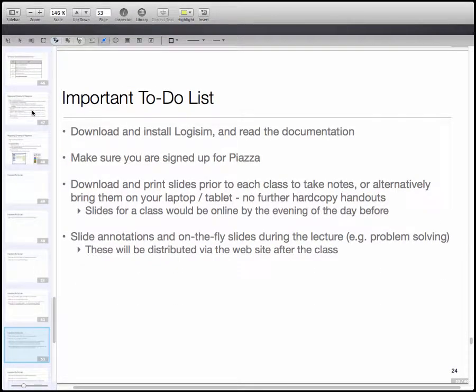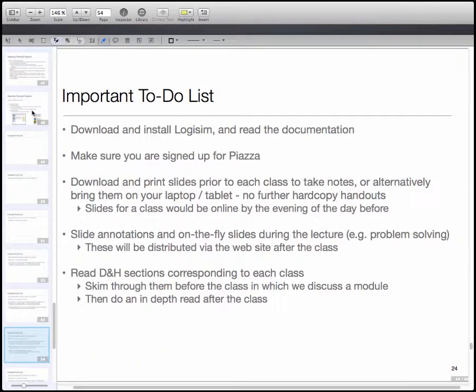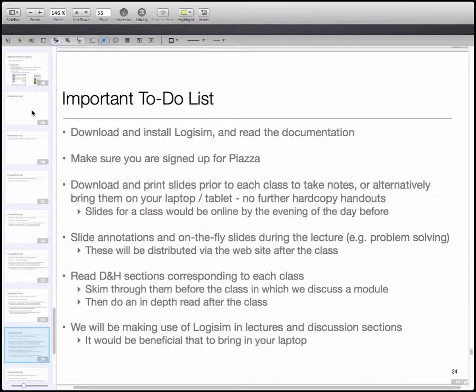Slide annotations and on the fly stuff. So I'll always post a modified version of the PDF, which may have any annotations that I make using the tablet out here. You're highly encouraged to read the relevant sections of the textbook, if at all possible, prior to the class, certainly after the class. It would make comprehending the lectures a lot easier.